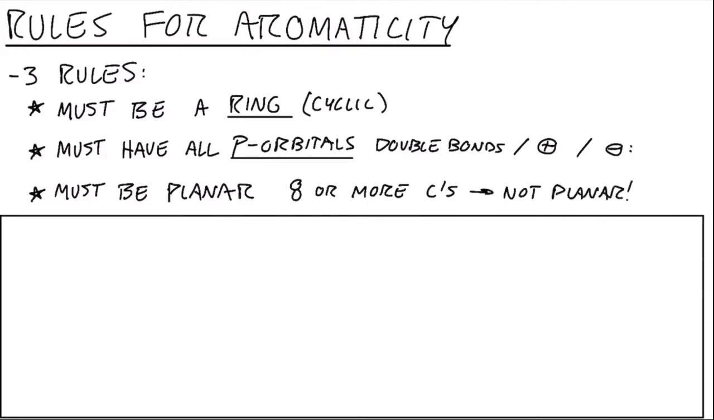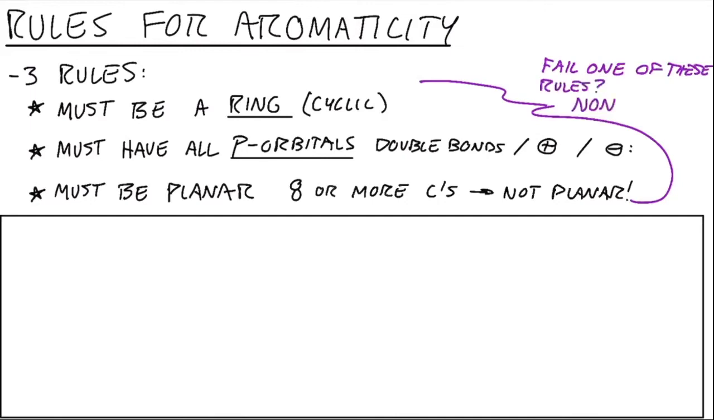Okay, so those are our 3 rules for aromaticity. And if we don't follow these rules, then, well, like I said, we're not in the club. And if you're not in the club, you are non-aromatic, right? It just means that you're a molecule, but you don't have aromaticity, you're non-aromatic. And so that is a possibility that we have when we're looking at compounds. You can say, yeah, that's not aromatic. And we'll see some examples of that coming up shortly.